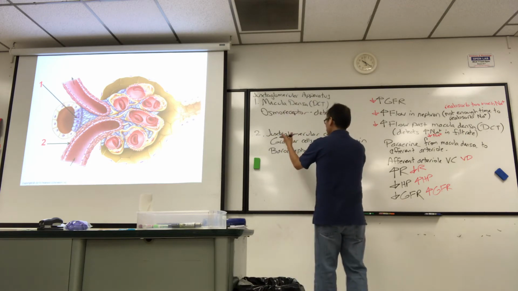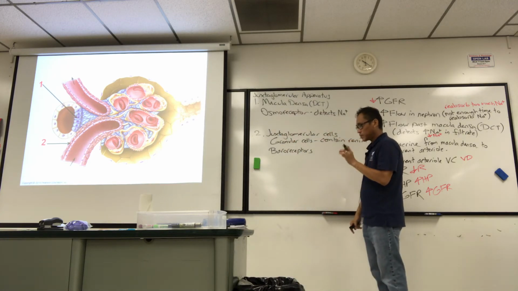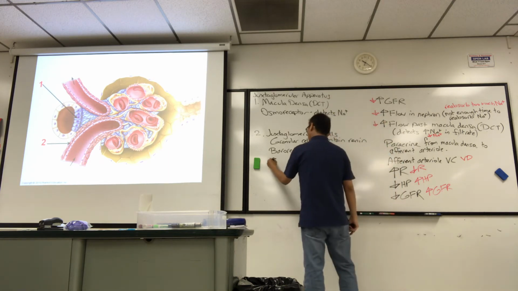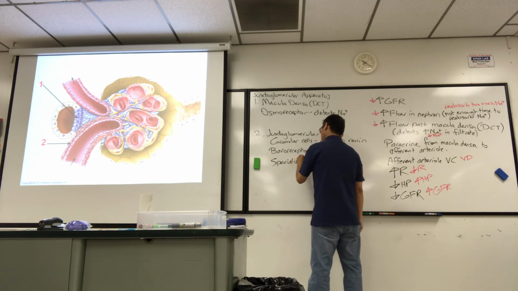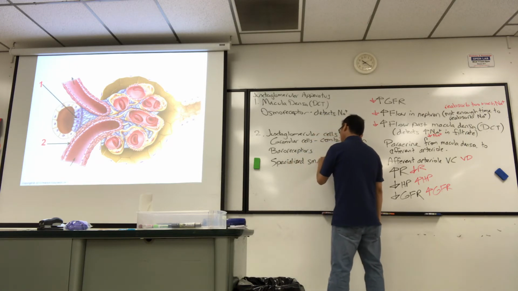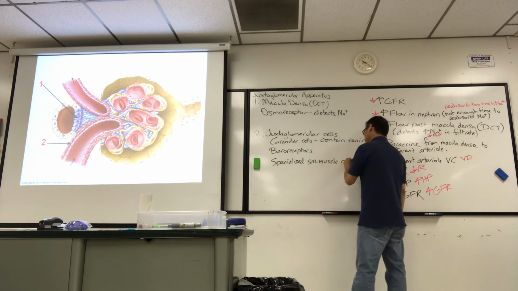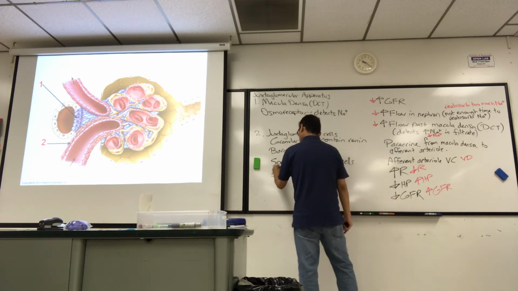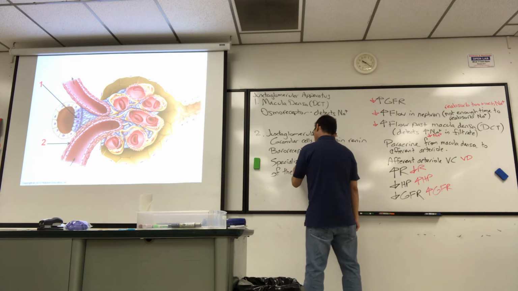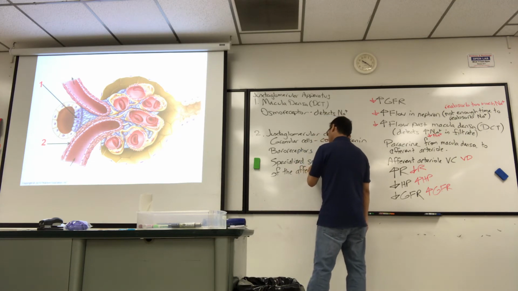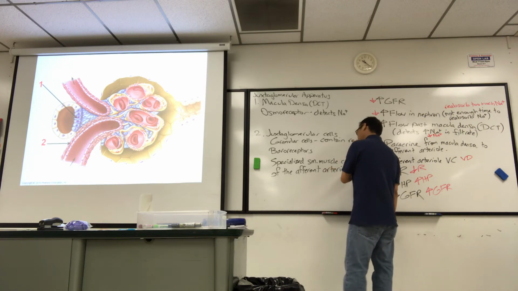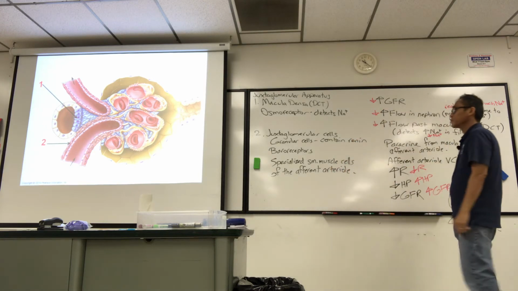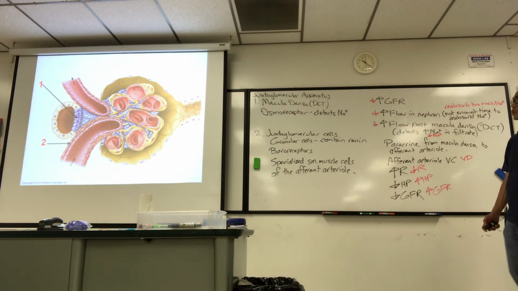So think of these JG cells, juxtaglomerular cells. They're specialized smooth muscle cells of the afferent arteriole. So that's what the number 2 is pointing to.